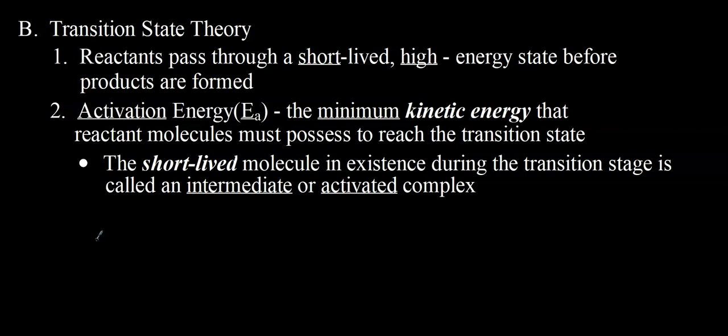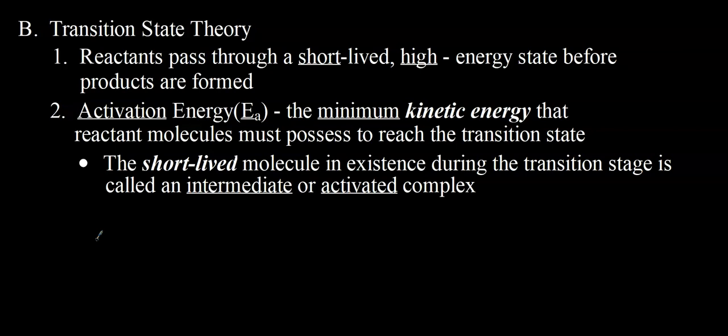Now, something to look at here, we've talked about this before as well on heat content diagrams. Activation energy, or Ea, is the minimum kinetic energy that the reactant particles must possess in order to reach the transition state. So particles must possess a certain amount of kinetic energy in order for that collision to result in the formation of products. Or if we look at that heat content diagram, it's the energy that the reactants need to form that transition state complex.